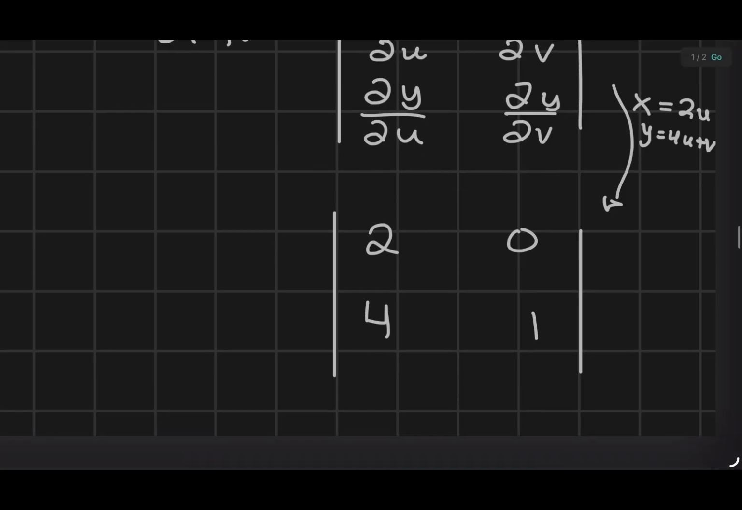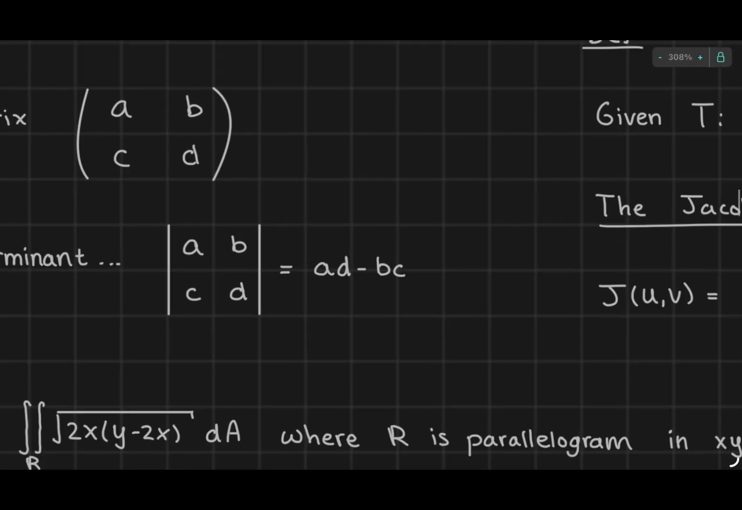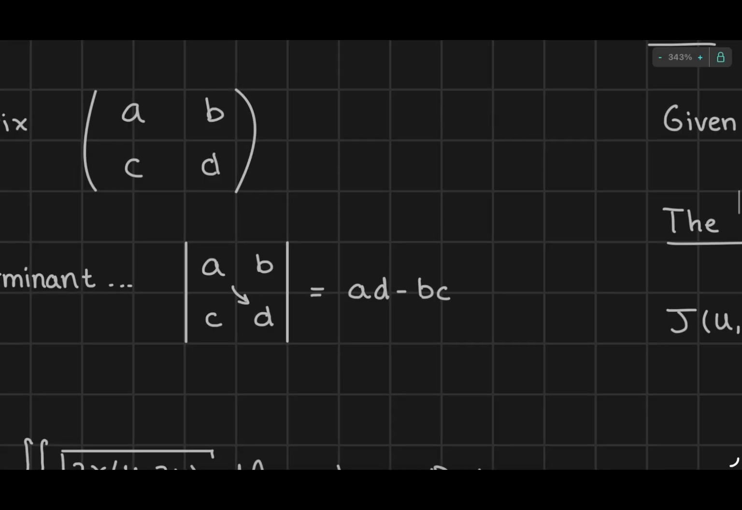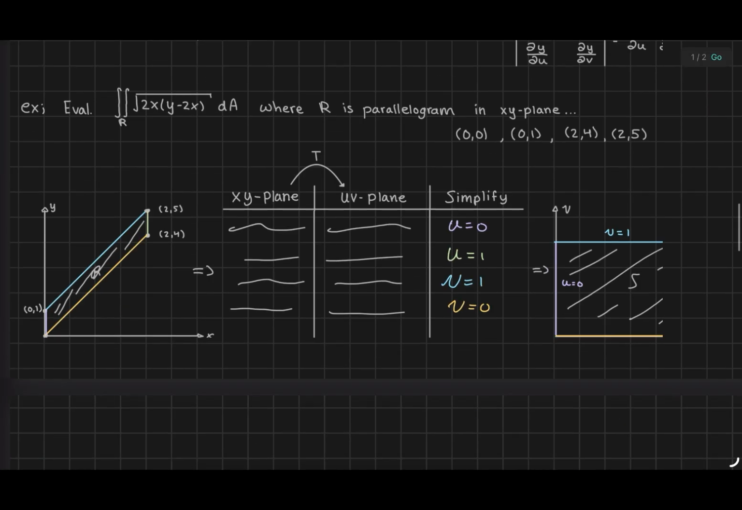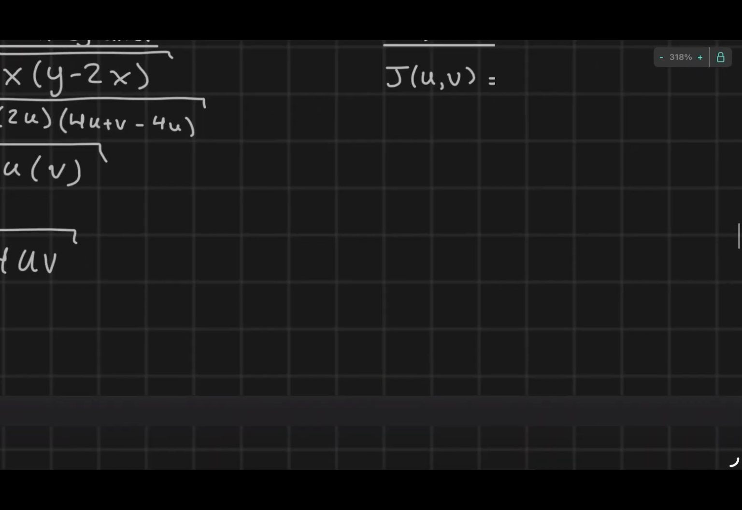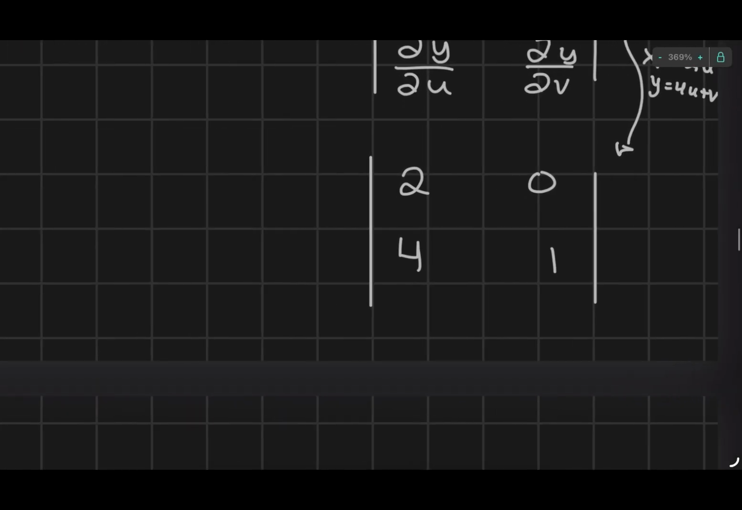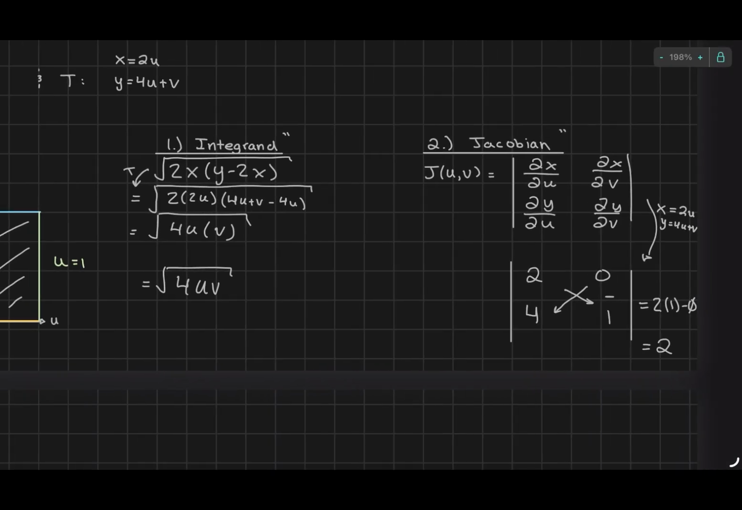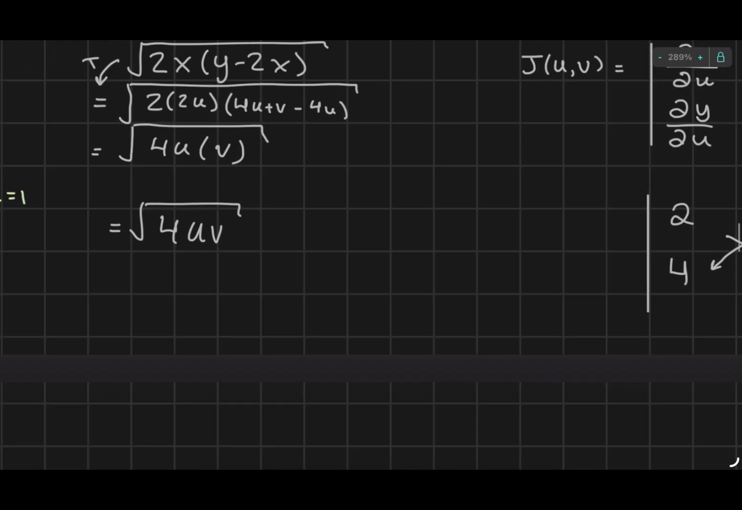So using our determinant over here, AD minus BC, we're going to do 2 times 1 minus 0 times 4. So this is going to equal 2 times 1 minus 0, which is going to equal 2. That is our Jacobian. So just setting up our integral here.